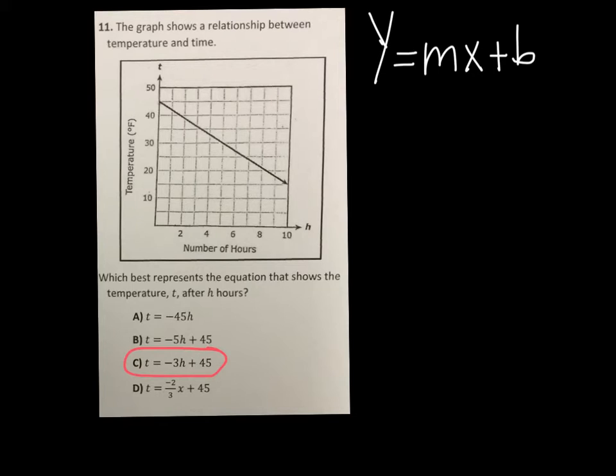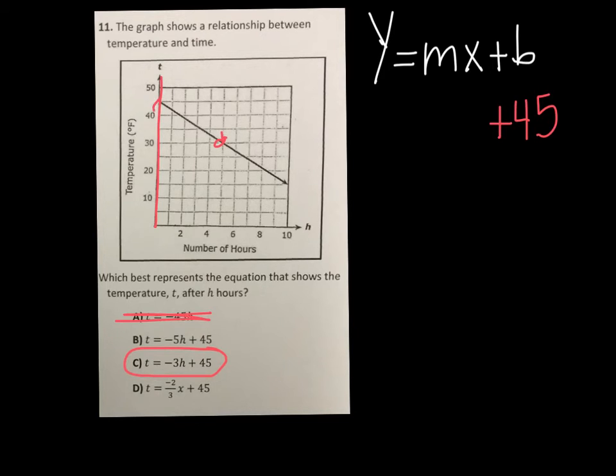Number 11, same thing, y equals mx plus b. On the y-intercept, or on the y-axis, it is crossing at positive 45. So that eliminates A, because A says that the y-intercept is 0. And then I'm looking for the slope. So I know that it's counting down by 5s. So it's going from one point to the other. So you have to find another point on the graph.